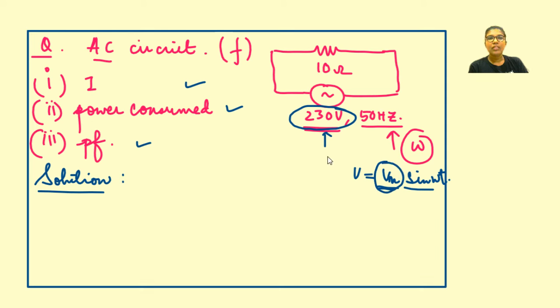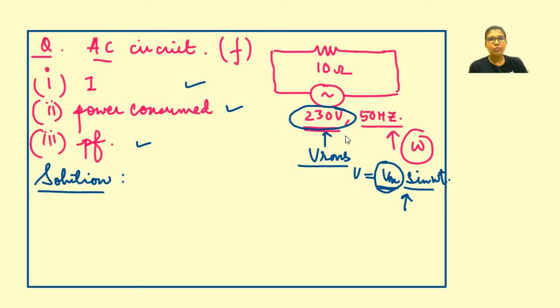It is the RMS value of the voltage. This thing is VRMS. This is not Vm. Since we are studying only the steady state part in our syllabus, we shall not be having the instantaneous values of voltages given to you. We will only have the RMS values of the voltages given to you. So this 230 volt is the RMS value.